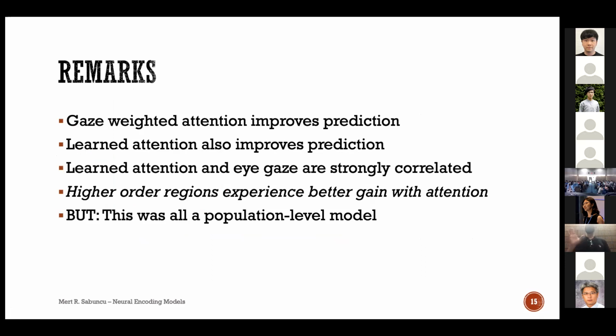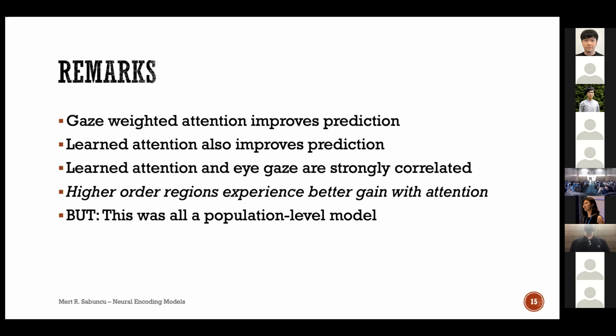Gaze weighting helps a lot in terms of trying to predict the brain response. But in the absence of gaze data, which eye tracking data is not always available to you, you can actually build explicitly an attention mechanism into your neural network that will learn what to pay attention to, which will also be correlated with eye gaze data, but also improve your prediction accuracy, because that's how our brain responds.